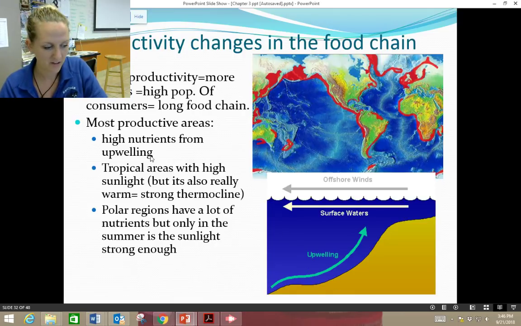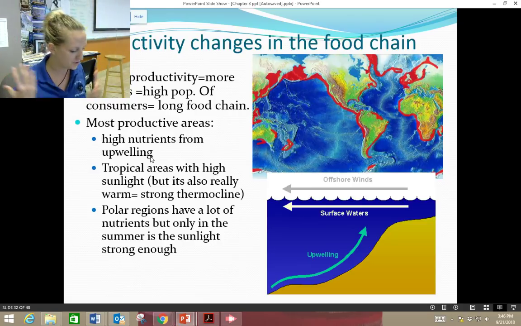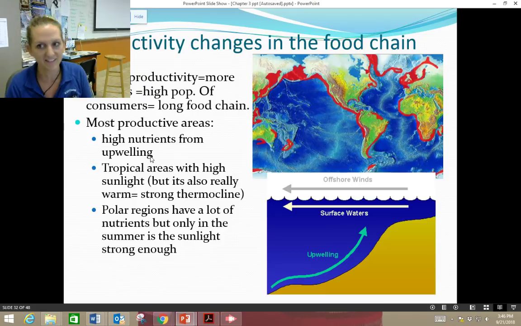This is upwelling. This is when you're going to see all those humpback whales off the coast of California, all surfacing to the top. There's a ton of krill there. There's always seabirds. That is an area of strong upwelling. We really don't have a lot of upwelling at all in Florida. That's just not the way the winds blow.